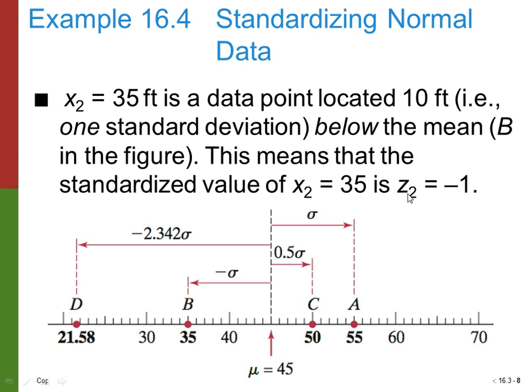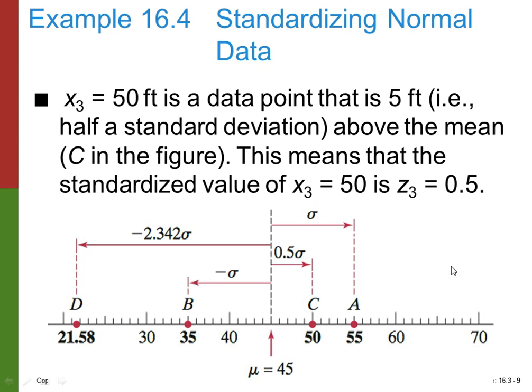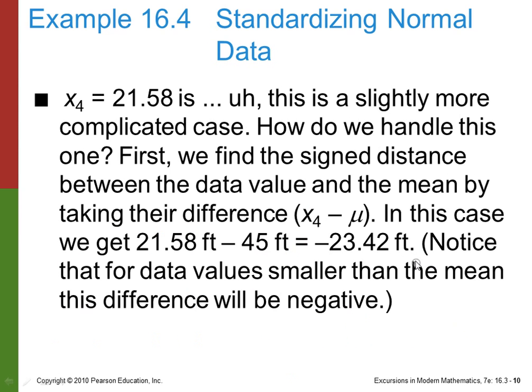And z2, the 35, is going to be at minus 1. So one standard deviation ahead is plus 1, one standard deviation behind is minus 1, and x3, which is at 50, is going to be a half a standard deviation high. And guess where D is, x4: minus 2.342 standard deviations.